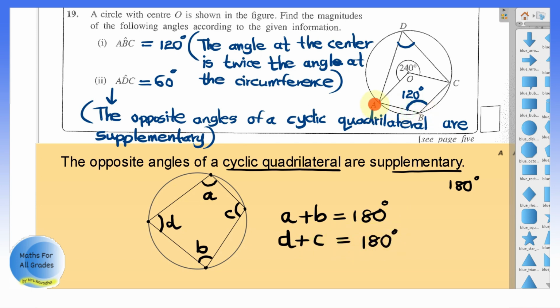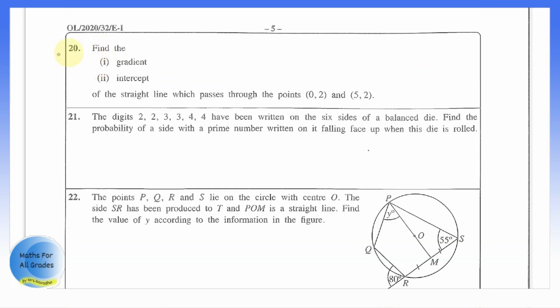Now look at this figure again. A, B, C, D. All these 4 vertices are on the circle. So ABCD is a cyclic quadrilateral. And we found out angle B equals 120 degrees. Therefore, angle D should be 180 minus 120, 60 degrees. This is the answer.